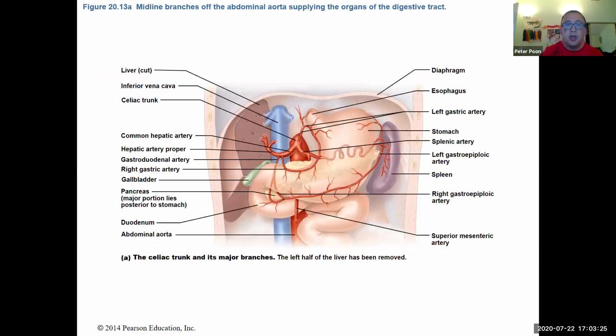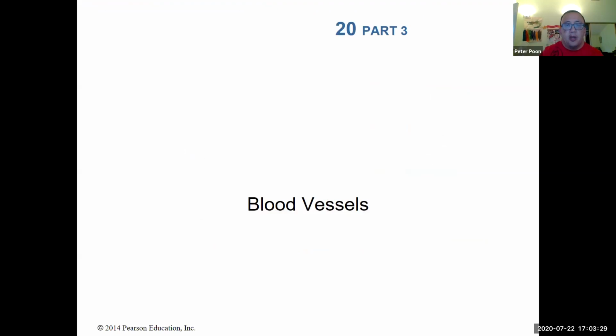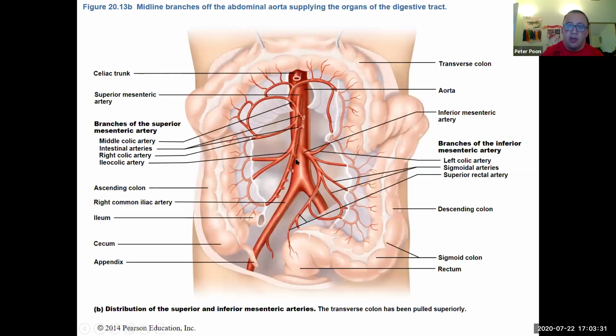Okay, so this is the celiac trunk. Okay, this is the inferior mesenteric, and superior mesenteric. So it goes to this white sheet there. That white sheet is called a mesentery, and it surrounds your intestines. The blood actually goes to your intestines. Okay?